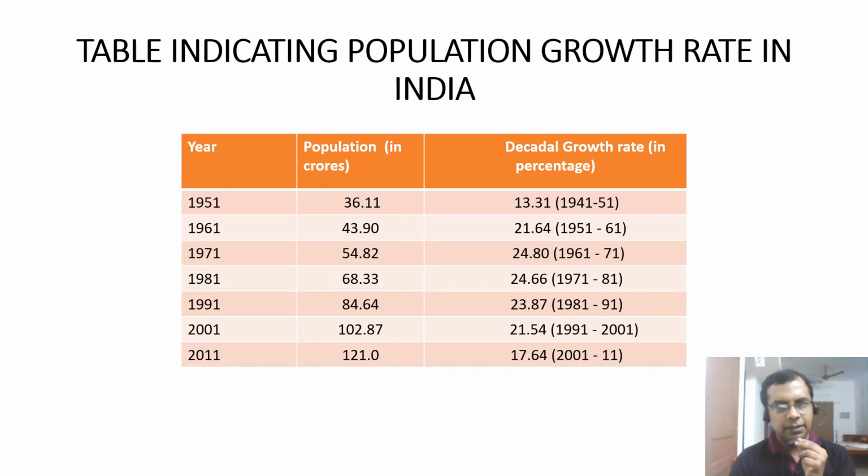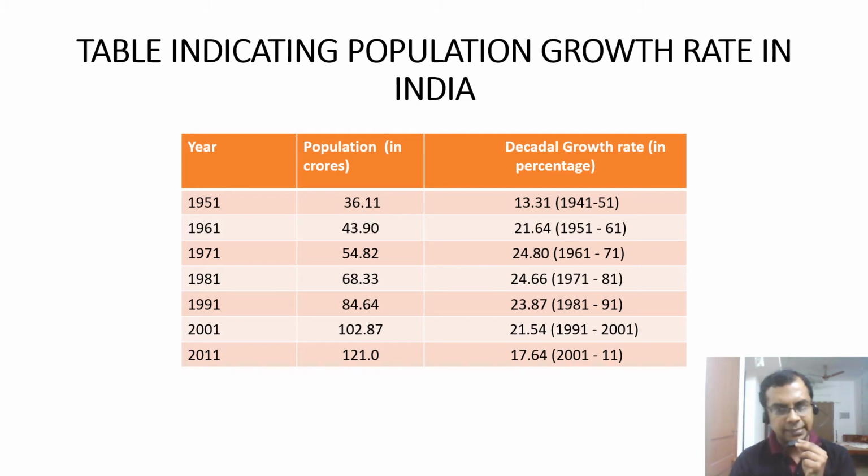In 1981, again the population increased to 68.33 crores and the percentage of growth slightly reduced to 24.66%. In 1991, population again increased, as it usually happens, to 84.64 crores, but we can find a steady decline in the growth rate, and it got reduced to 23.87%. In 2001, we crossed the 100 crore barrier and it reached 102.87 crores of people, and the growth rate again reduced to 21.54%.